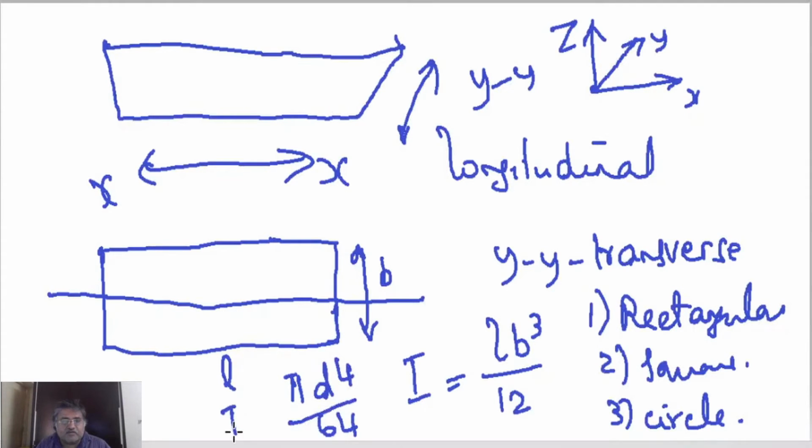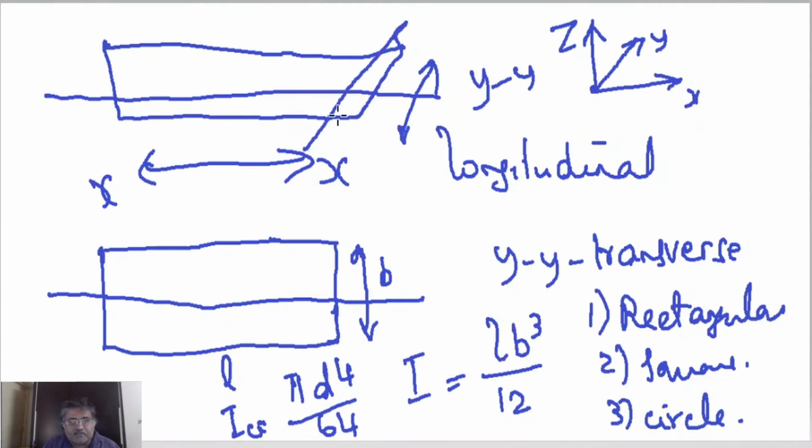This is the I of a circle, which means that if the ship is a circle like this, the water plane area moment of inertia will be pi d power 4 by 64. Actually, that is about any axis. This is the longitudinal axis, this is the transverse axis, and this is the vertical axis. Okay, that is the main thing. So now we have covered quite a bit of portions.